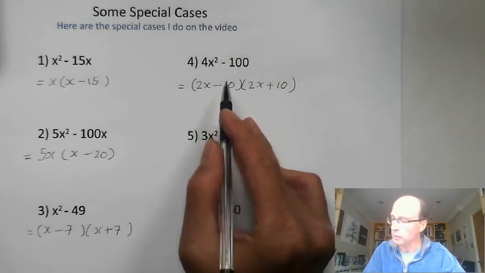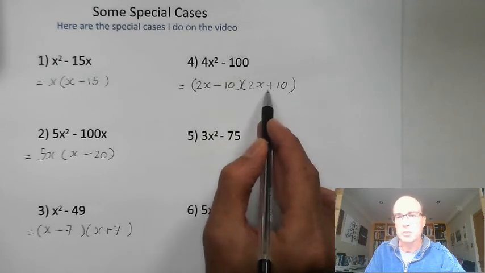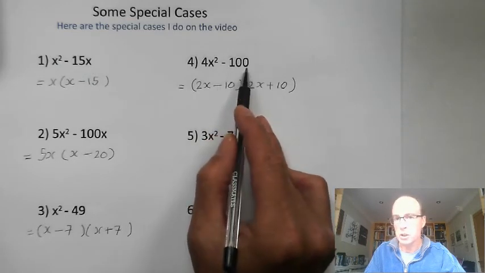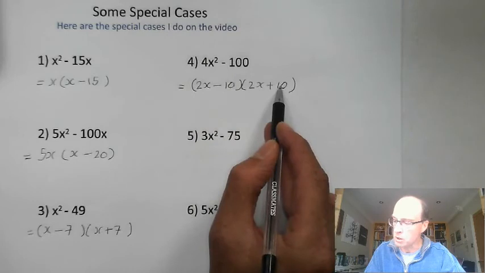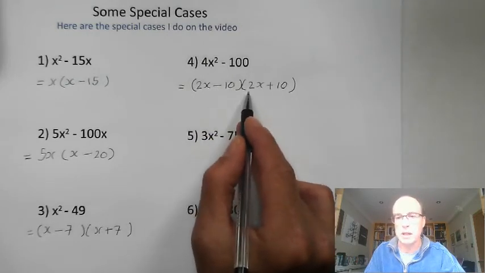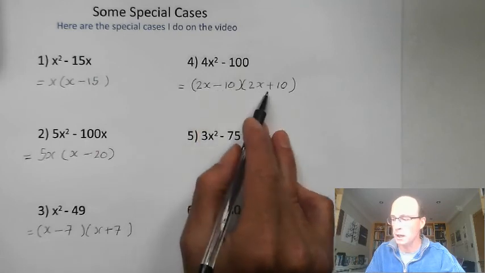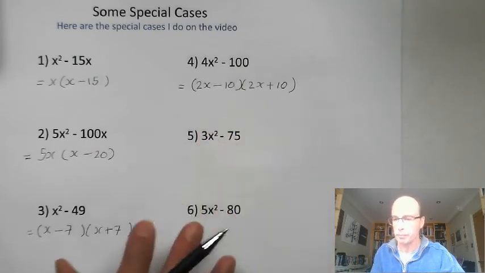Let's double check. 2x times 2x is 4x squared. Negative 10 times positive 10 gives me negative 100. I've got 2x times 10, so that's 20x. Then I'm going to take away 10 lots of 2x, take away that 20x, so they cancel out. So I'm left with 4x squared minus 100. So I've correctly factorised that expression.